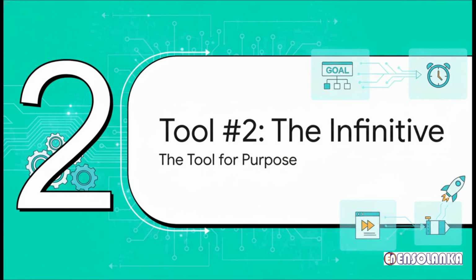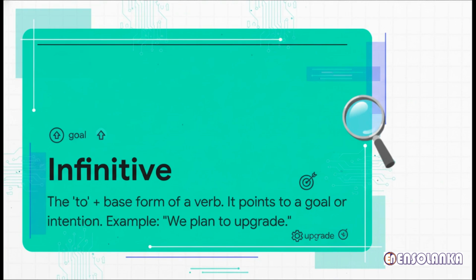All right, let's switch gears and grab our second tool. If gerunds are for naming actions as concepts, then infinitives are the perfect tool for talking about purpose, intention, or future plans. The infinitive is usually super easy to spot. It's to plus the basic form of a verb. Just think of it as pointing forward toward a goal or an intention.